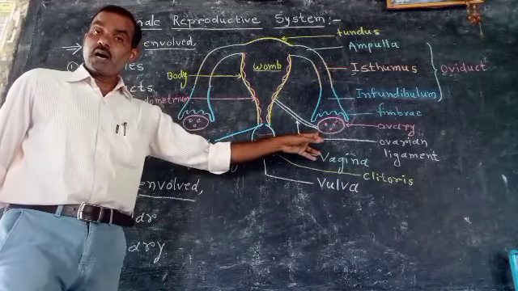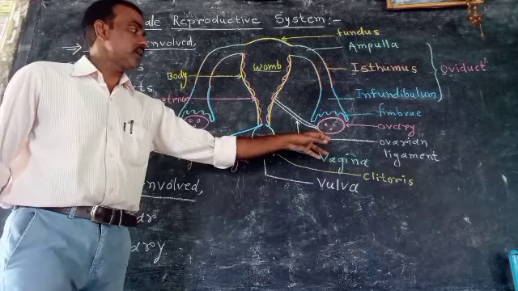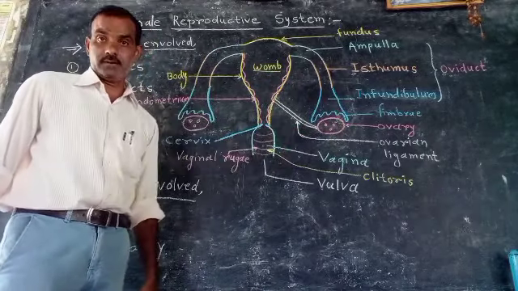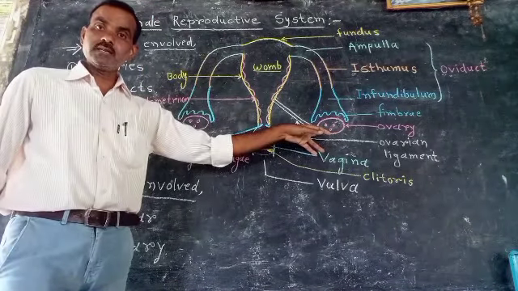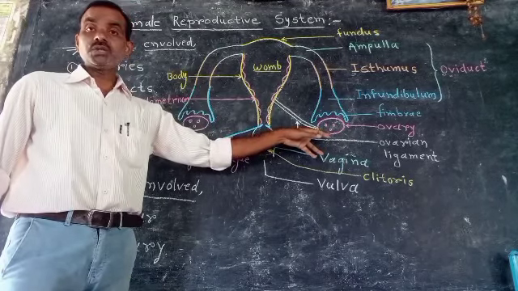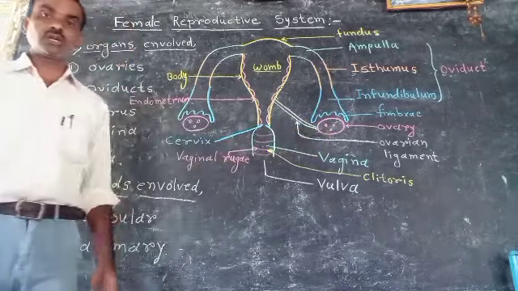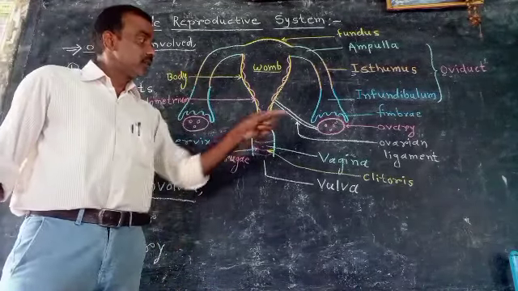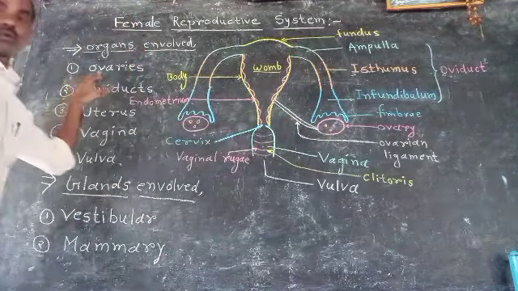Ovaries are oval in shape, and they are connected with the uterus with the help of the ovarian ligament. At maturity, the ovary produces the female gamete, eggs, and the female secondary sexual hormones estrogen and progesterone. Estrogen and progesterone are the 2 hormones produced by the female at maturity in the ovary. The ovary is an oval organ present in the pelvic region. That is the first organ, the ovaries.